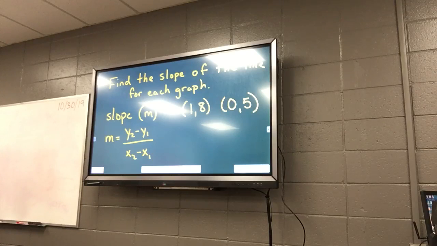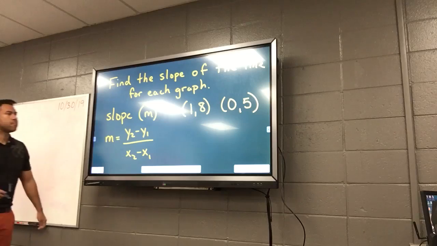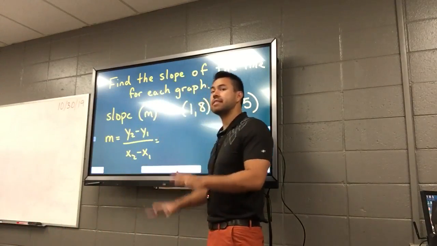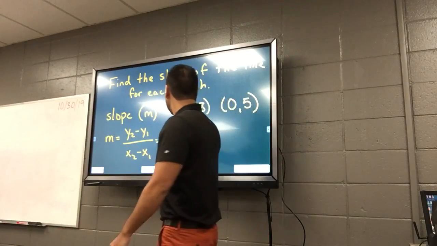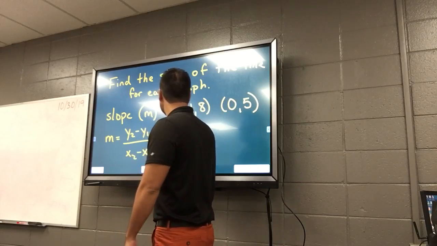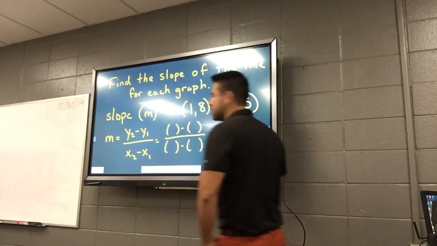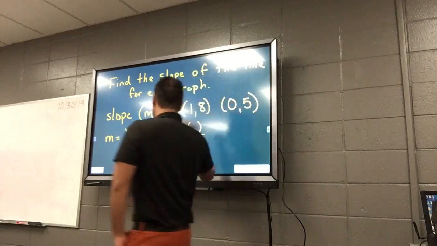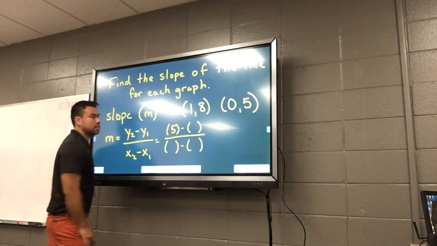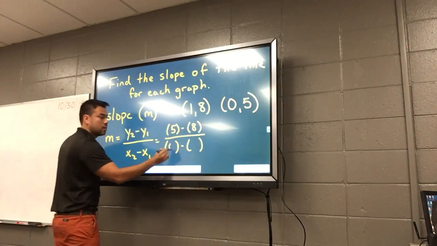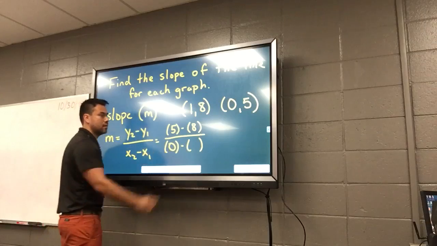Which number is it? No, this is number 25. Okay, so this is how I do it, guys. I'll just show you how I do it because I don't like signs messing me up. Y sub 2 minus y sub 1 over x sub 2 minus x sub 1. I put parentheses for all my variables and just put in the numbers where they belong. What's y sub 2? 5. What's y sub 1? 8. What's x sub 2? 0. What's x sub 1? 1.